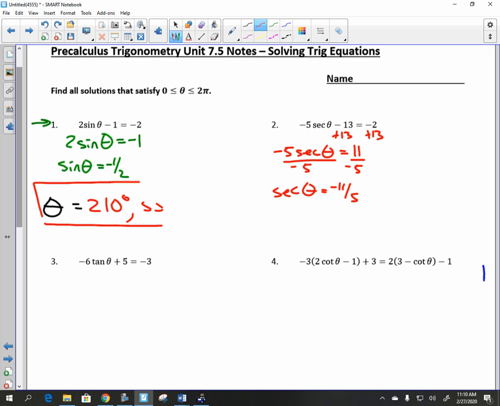Very good. So what we're going to do is we're going to flip it. If you flip secant, take the reciprocal, you get cosine. So if secant is -11/5, then cosine is -5/11. Well, that's not a problem for us. We can handle that. Do you guys remember what's the maximum value that sine and cosine can be? What's the minimum value? So can cosine have a value of -5/11? What if it ended up being cosine is 11/5? There would be no solution.